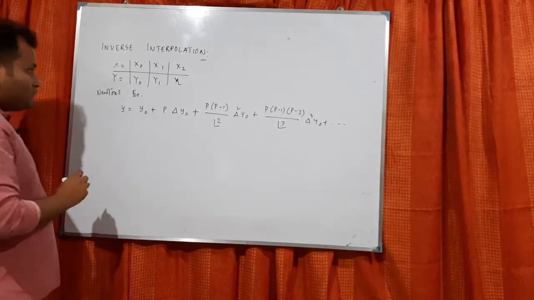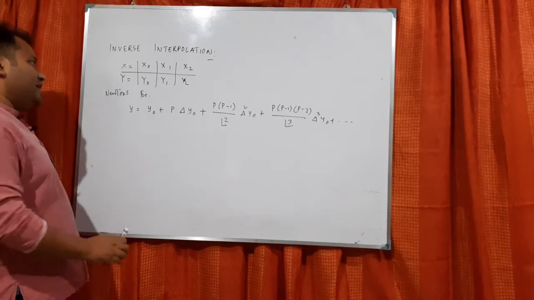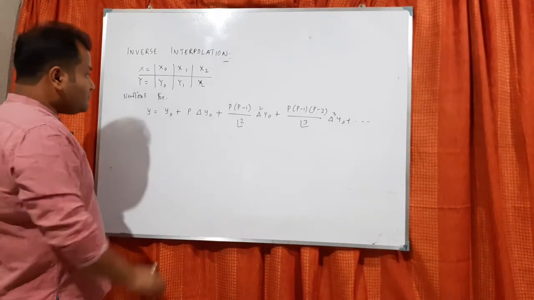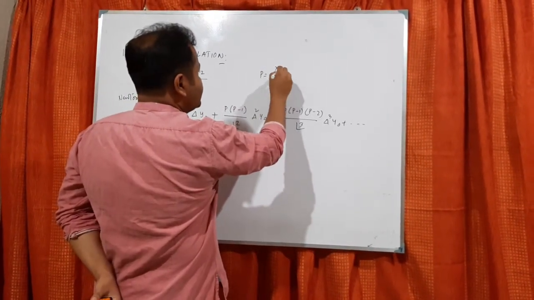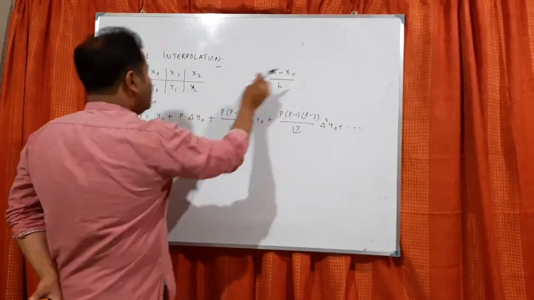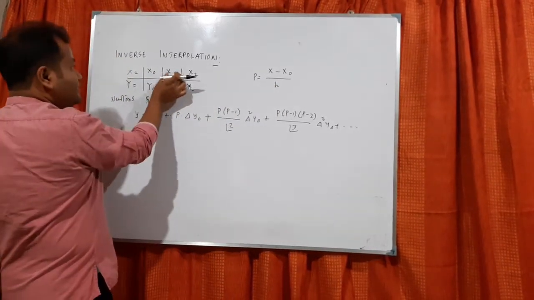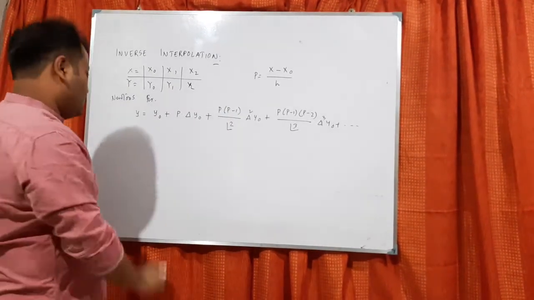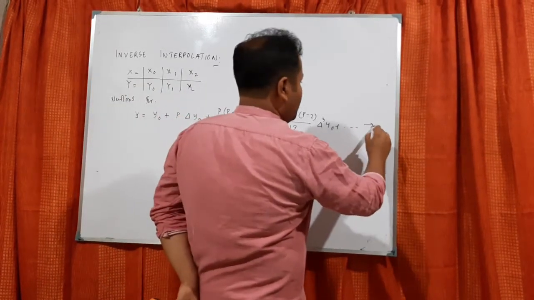Now again, the situation is completely different. Now y is given, you have to find x. But what is p? We know p equals x minus x0 by h. What is x0? x0 is the first value. What is h? h is the length of the interval, which is fixed for Newton's forward and backward. Say we call this equation number 1.